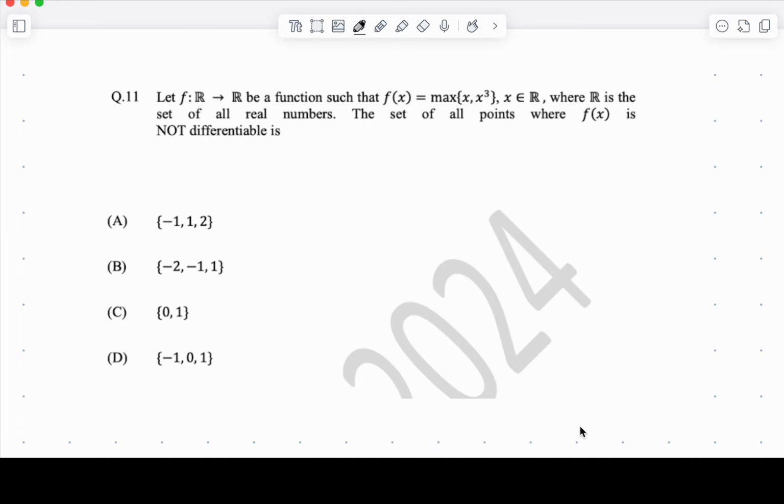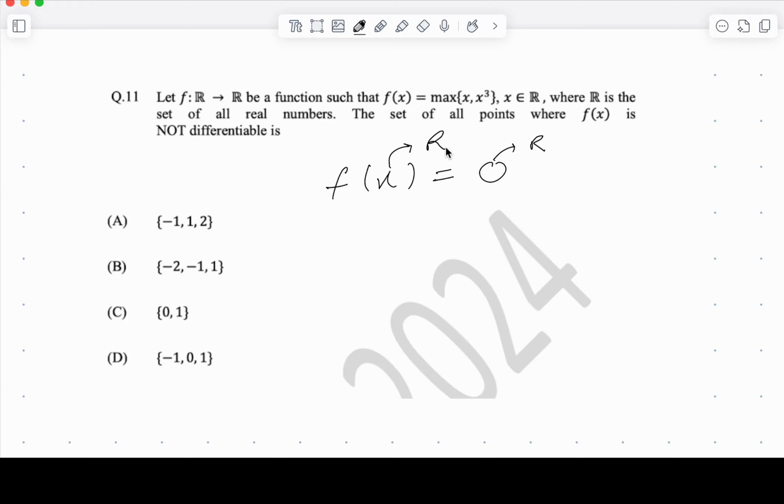So good morning students. Today we're going to solve question 11 of GATE CSE 2024 set 1. In this question it states that a function f of x is equal to max of x comma x cube, and this function is defined for all real numbers with a domain as R and a range as R. It means that the function f of x takes values x which are real numbers and gives out values which are real numbers. Both are real numbers, right? And we need to find the set of points for which f of x is not differentiable, right?